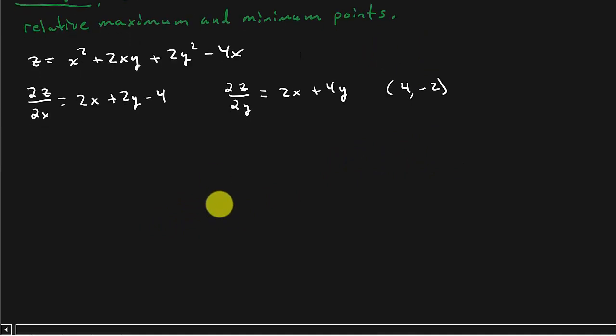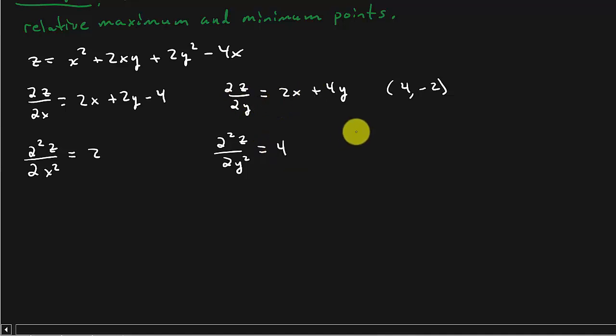All right, so now let's take the second partial with respect to x. That would be the derivative of this, which would be 2. And then let's take the second partial of z with respect to y. That's the partial of this with respect to y.